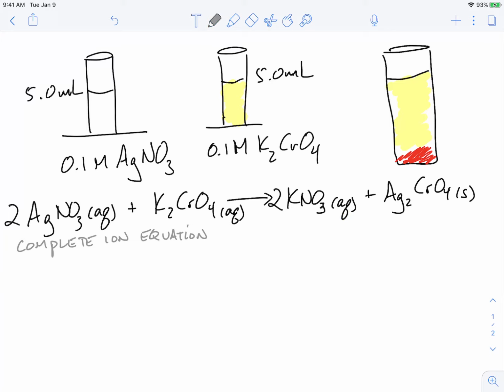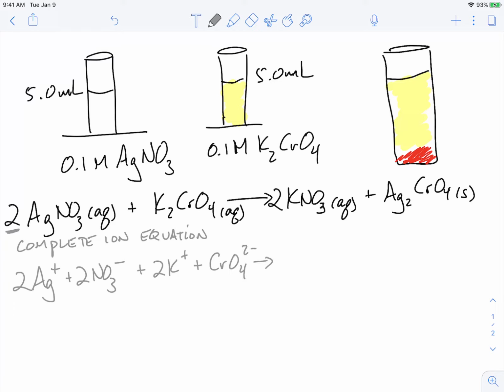So we want to recognize that the silver nitrate is made of silver ions. And we're going to distribute this too. And it's also made of the nitrate ions. Okay, so again, this 2 in front, this coefficient is distributing. Then what we have is our potassium chromate. So we have 2 potassium ions. And we have our chromate ion.